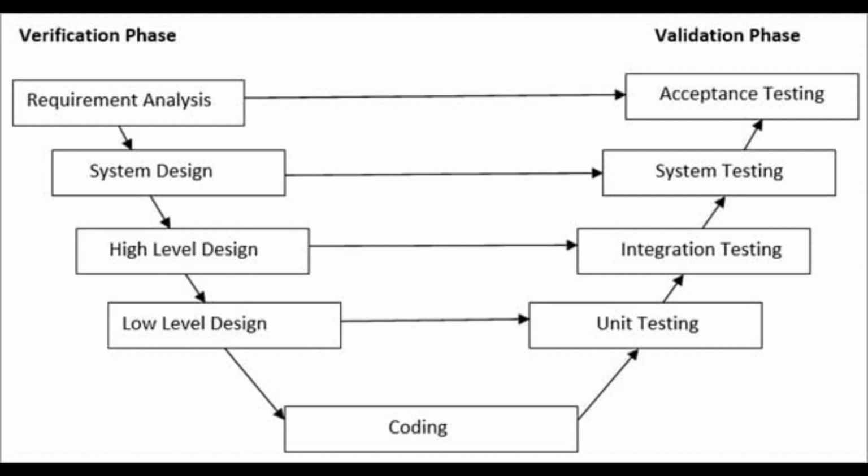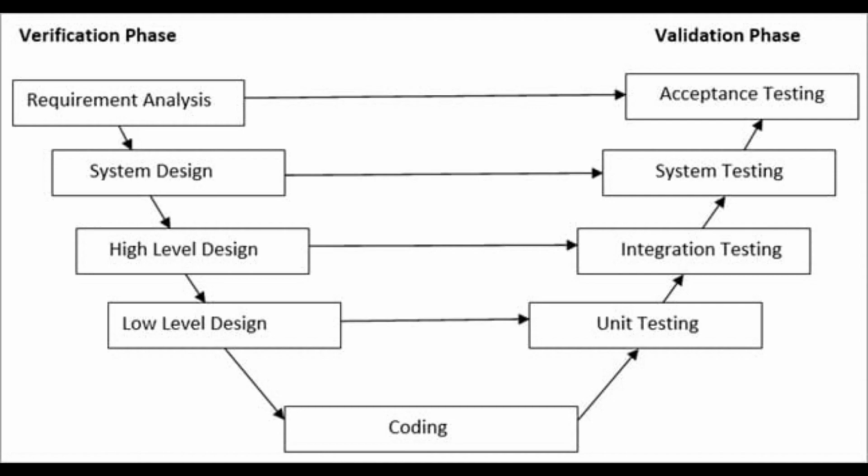If you see the diagram, the left side is the verification phase. You can see these are all the STLC phases: requirement analysis, system design, high level design and low level design. And the right side is the validation phases: unit testing, integration testing, system testing and acceptance testing. The entire figure looks like a V. Hence, this model is named the V model.